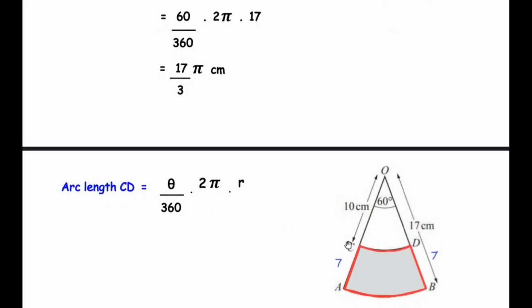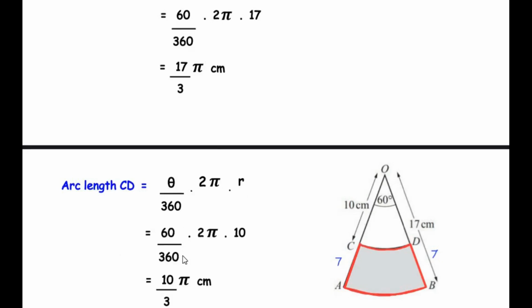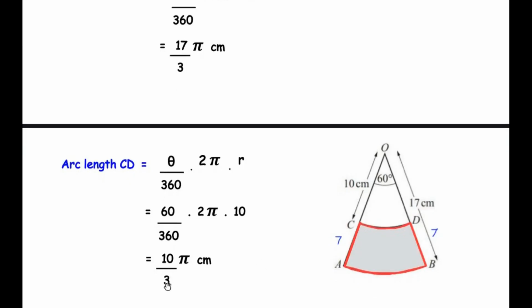Since we are looking at the arc length CD, it belongs to the smaller sector OCD. So here again the theta is the central angle which is 60 degrees and the radius of the smaller sector is 10 centimeter. So plugging in the value of theta and radius, we get here 60 over 360 times 2 pi times the radius is 10 centimeter. Now solving this, we are going to get the answer as 10 pi over 3 centimeter. Again we are going to keep this value in terms of pi.